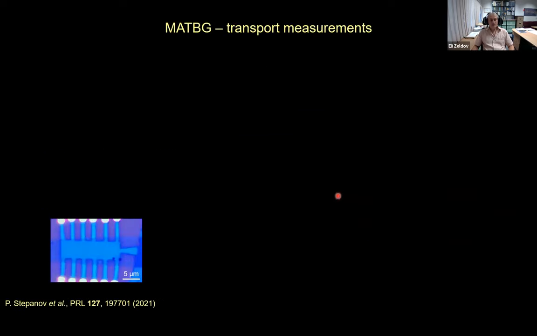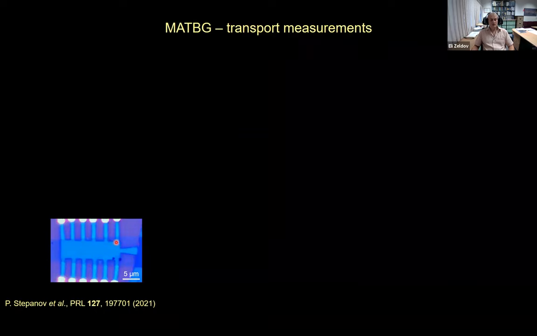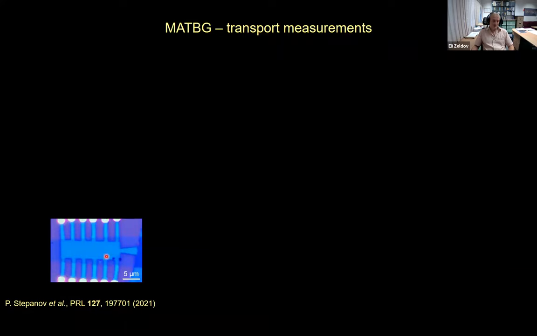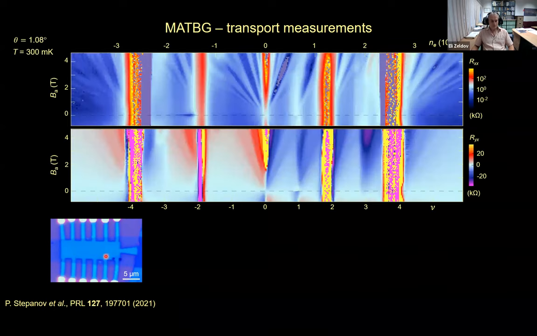So today I'll be describing orbital magnetization in magic angle graphene. These samples come from Barcelona. So this is a sample in the form of a Hall bar. Again, it is magic angle graphene encapsulated in hBN. The angle is about 1.8 degrees.